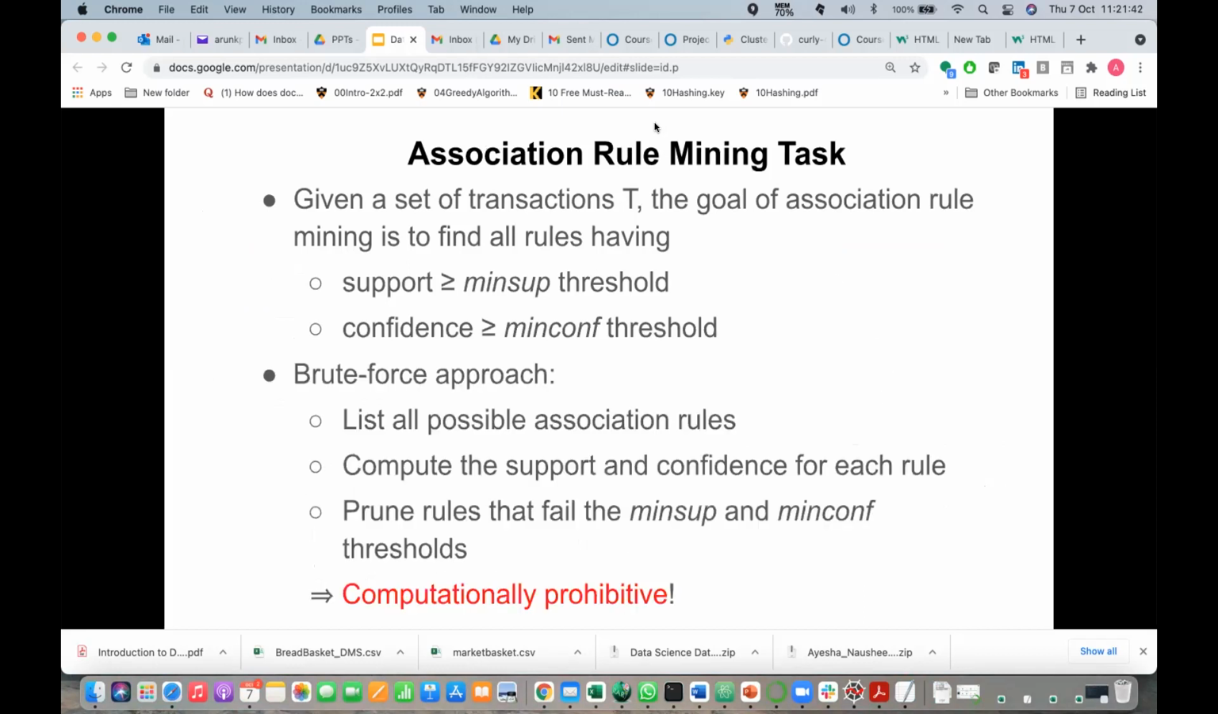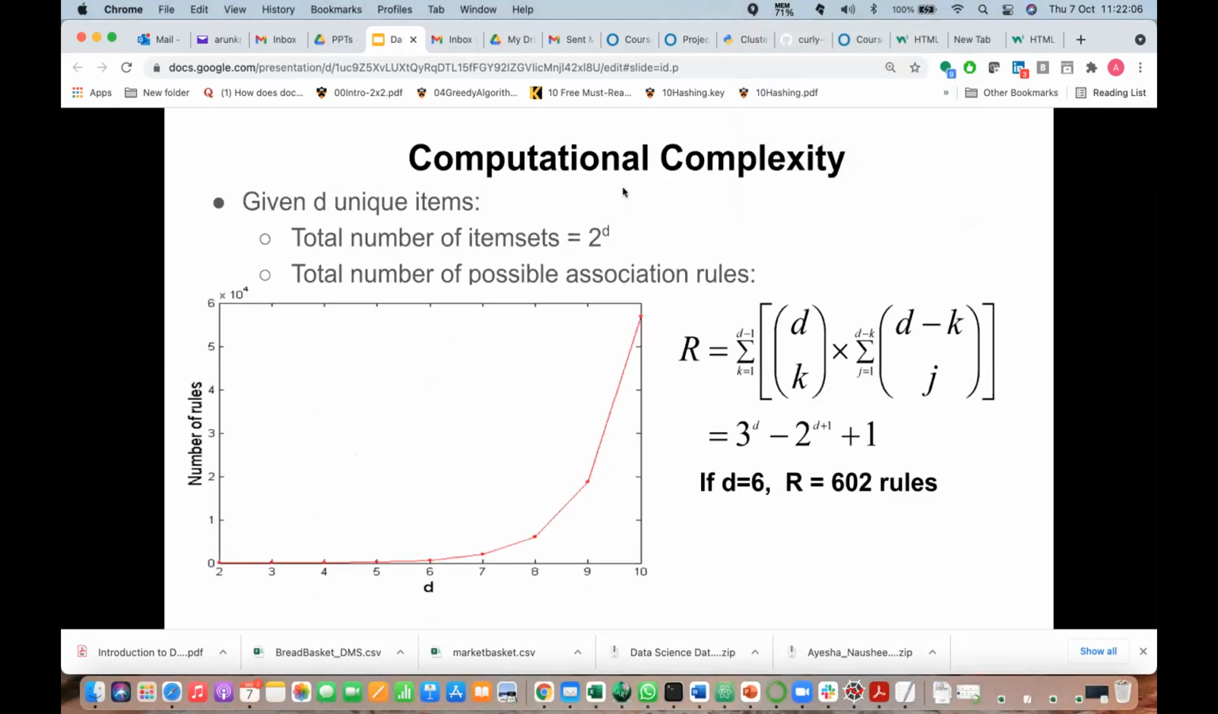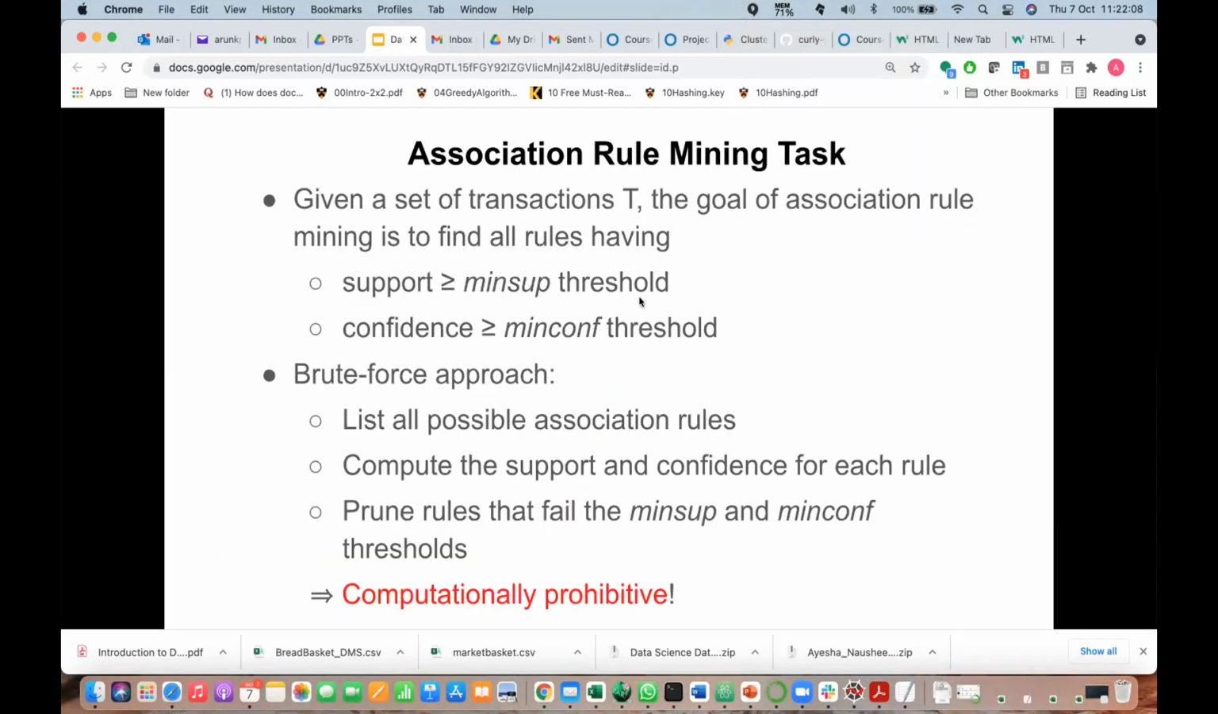So the association rule mining task: what is the problem we are going to solve? Given a set of transactions T, the goal of association rule mining is to find all rules having support greater than or equal to the minimum support threshold, and confidence greater than or equal to the minimum confidence threshold. So again, these are user-given inputs.